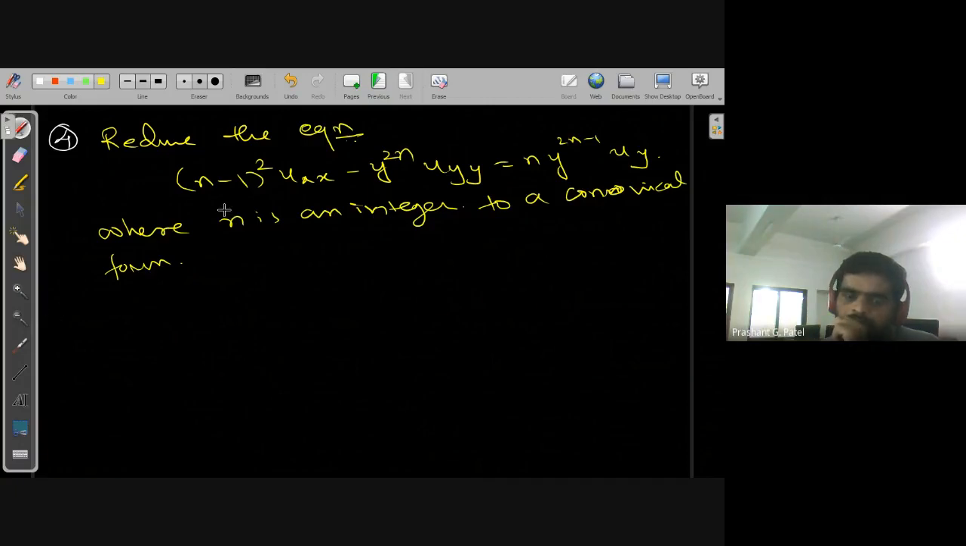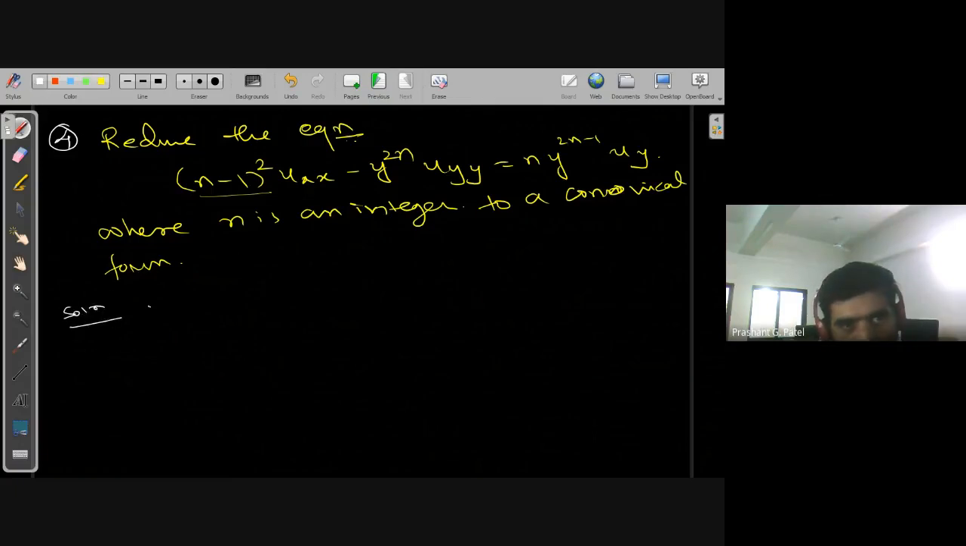So here for different values of n, the problem will react differently. For example, if n equal to 1, then this ux term will become 0, because this term will become 0. So in that case, you will have the equation of the form uyy is equal to something, which is already in the canonical form. Let us take this case.